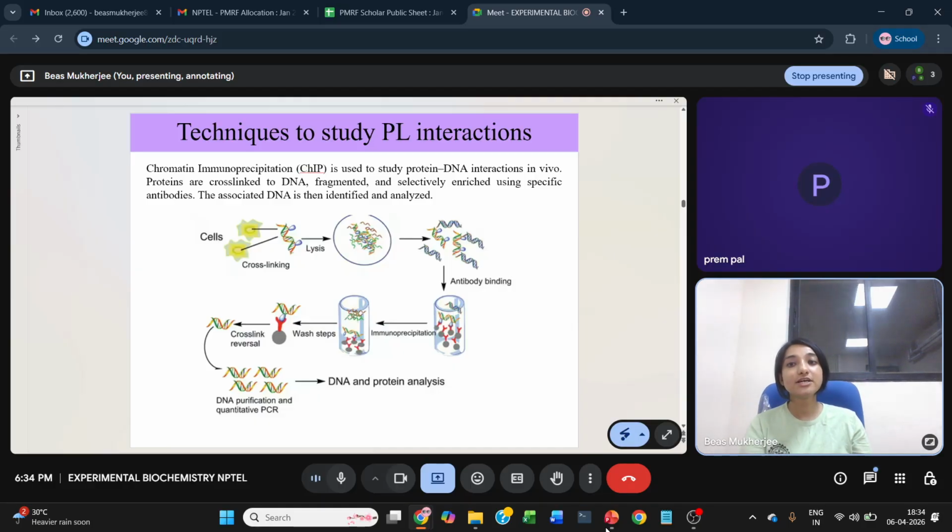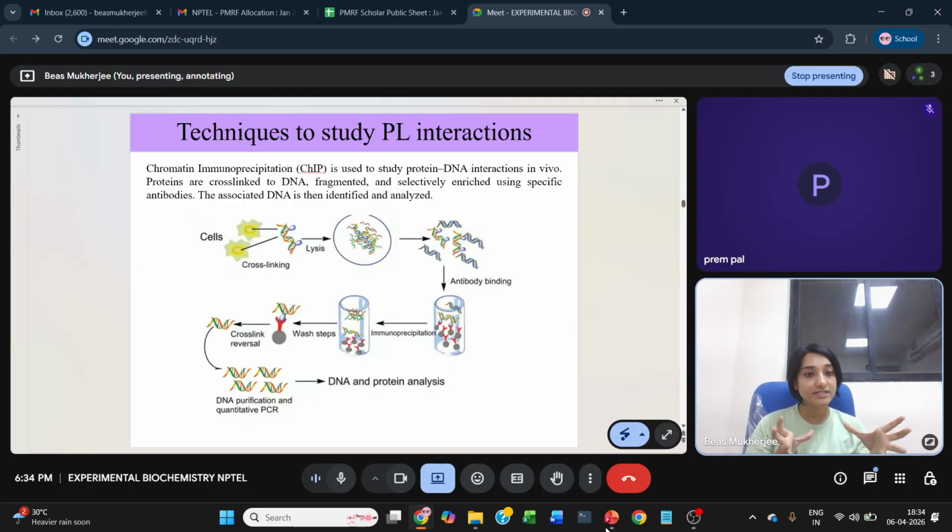Okay. So proteins are cross-linked to DNA, fragmented. So the DNA is chopped off and selectively enriched using specific antibodies. So the antibody specific to that protein comes and binds to that protein. The associated DNA is then identified and analyzed. So that means you can understand the binding site of a specific transcription factor, or the binding site of a specific enzyme, if that is a DNA binding enzyme.